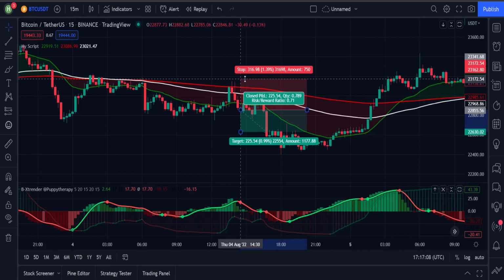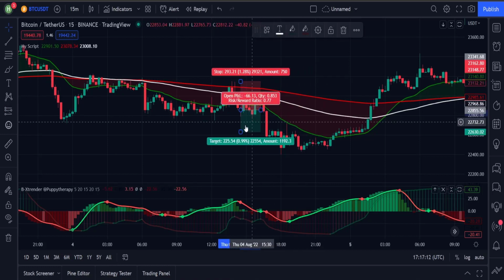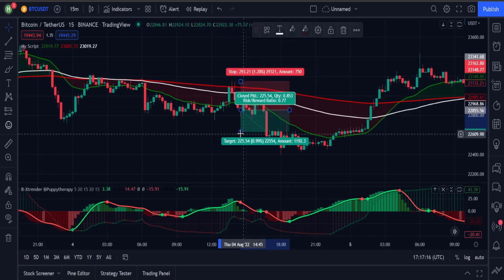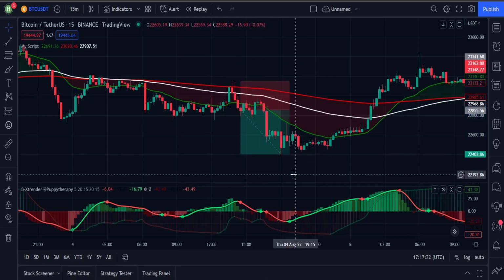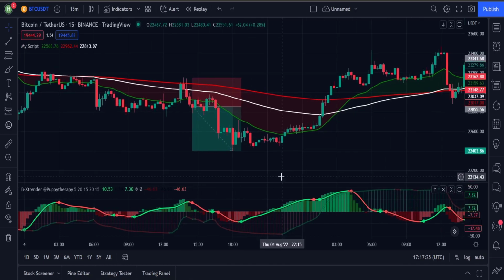We'll exit the trade right here. As you can see, we got an exit signal here. But you can see our trade was not profitable at this point, so we'll wait for another exit signal and exit there. And this trade would have also ended in a profit. So basically, that's the gist of the strategy.